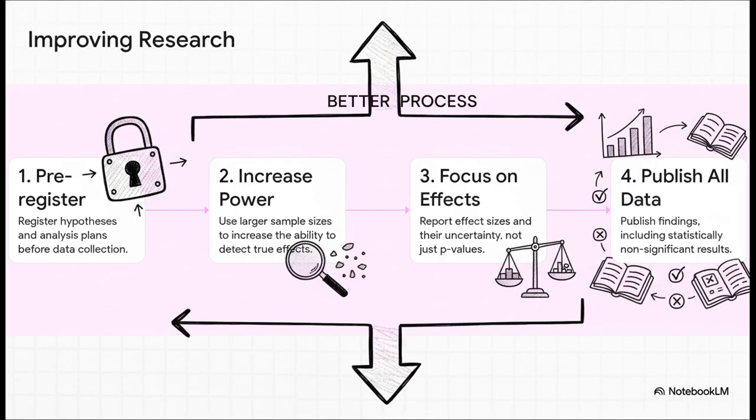So how are they fixing it? Well, researchers are pushing for some major reforms. Things like pre-registering their studies so they can't change the hypothesis halfway through, requiring much larger sample sizes to get that statistical power up, focusing on the size of an effect, not just a simple yes or no answer, and crucially, publishing all the results, even the so-called failures.